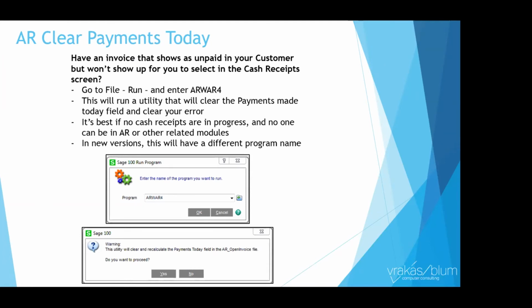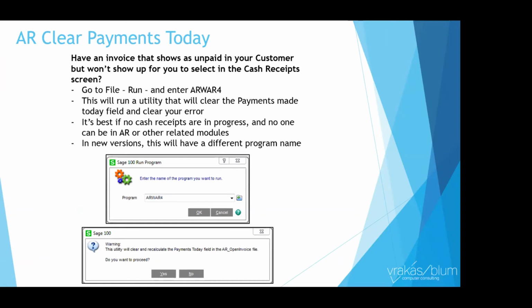That paid today field allows you, if you are doing cash receipts and somebody else is doing cash receipts, to not both try to pay the same check, because as soon as somebody selects it for payment, it's checking this box, paid today. I'm going to pay it today. This utility actually corrects the issue of being paid today.